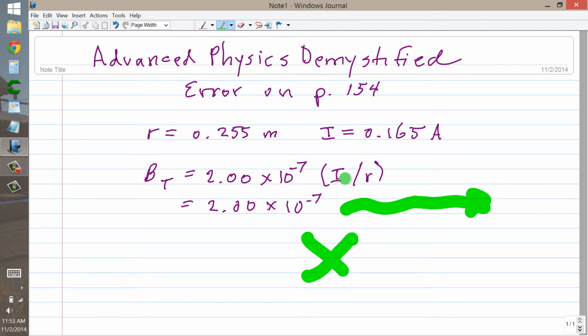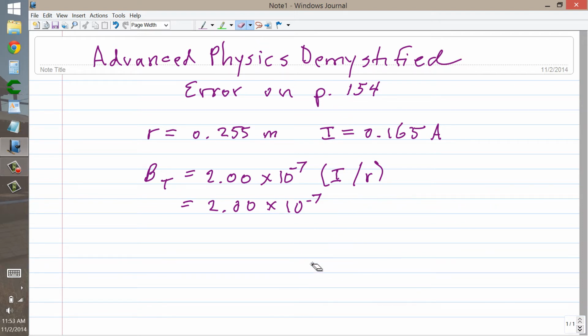Well, the book goes on page 154 and calculates 2.00 times 10 to the minus 7th, and then it gets I and R transposed. What it does is it says 0.255 divided by 0.165, assigning 0.255 amperes to the current, which is wrong. It's 0.165. And 0.165 meters to the radius, which is wrong. It's 0.255. So the resulting answer, of course, is mistaken.